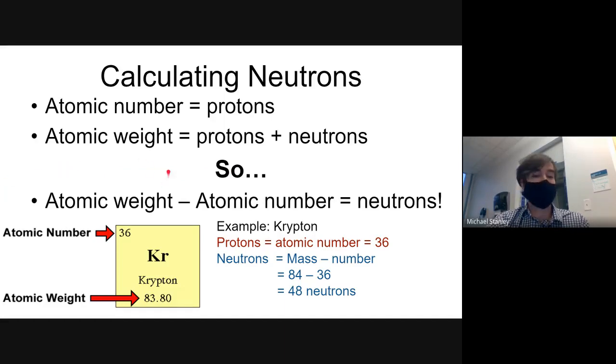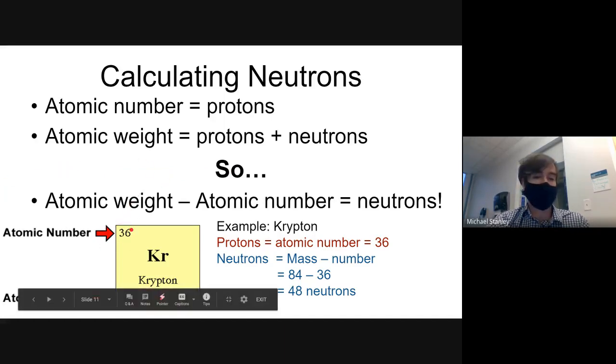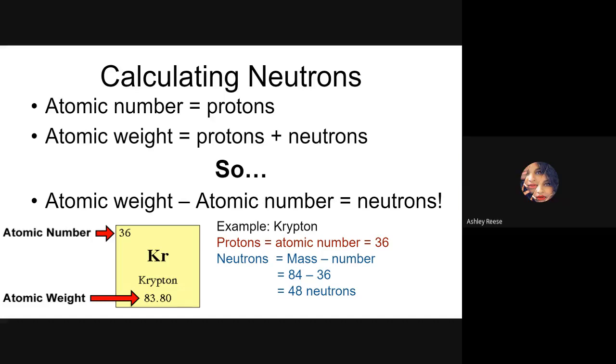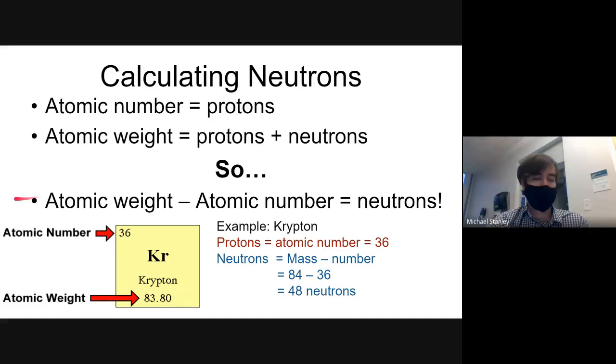All right, I know that one was a little bit more involved than just looking at the atomic number for protons. So is anybody confused about calculating the neutrons? Anybody have any questions about figuring out how many neutrons there are? No, sir. All right, cool. Thanks, Ashley. So it doesn't really sound like it.